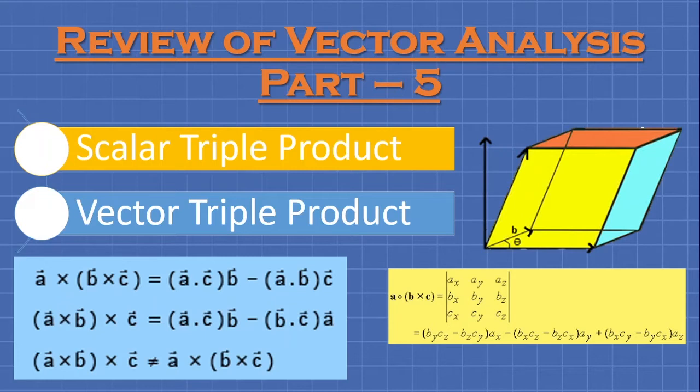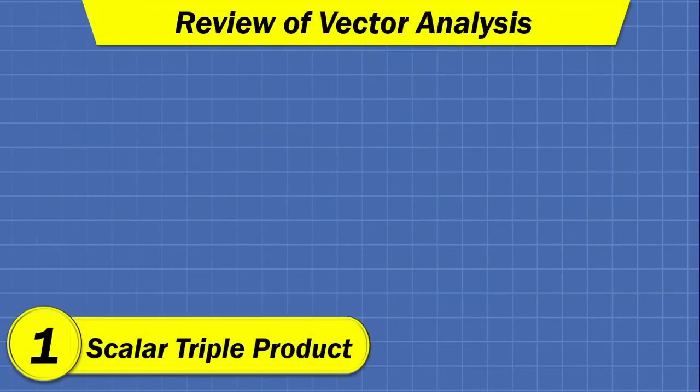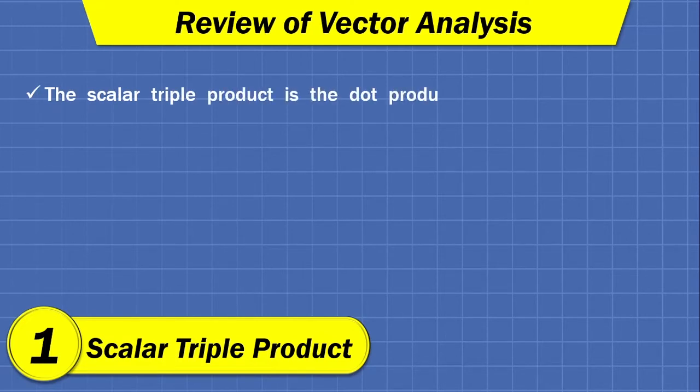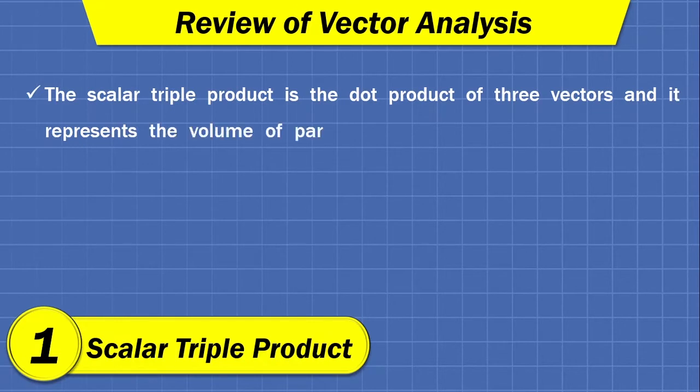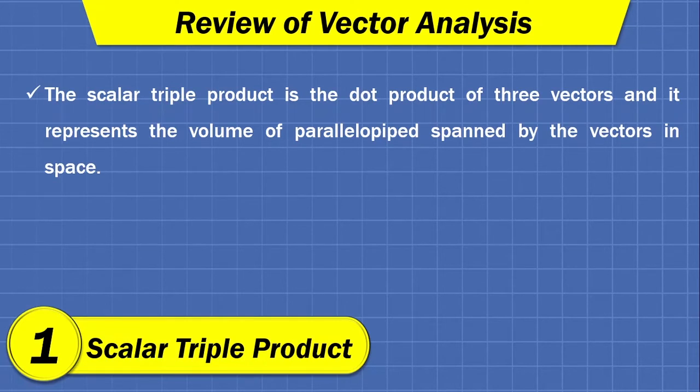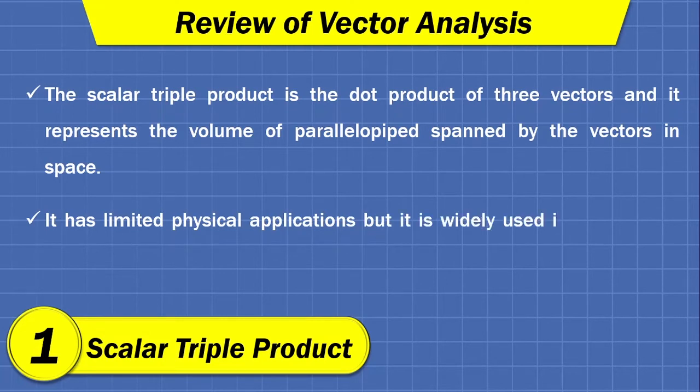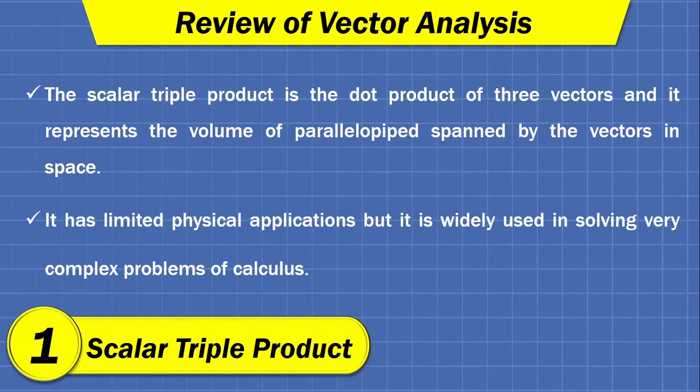So let us see scalar triple product. The scalar triple product is the dot product of three vectors, and it represents the volume of the parallelepiped spanned by those three vectors in space. It has very limited physical applications, but it is widely used in solving complex vector problems of calculus. So let us understand what exactly the scalar triple product is.